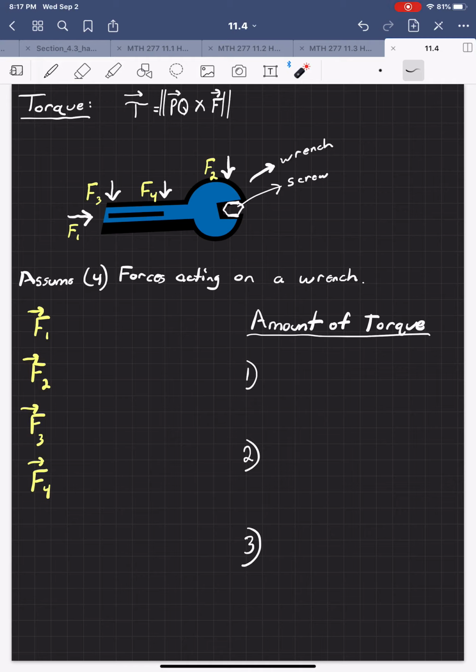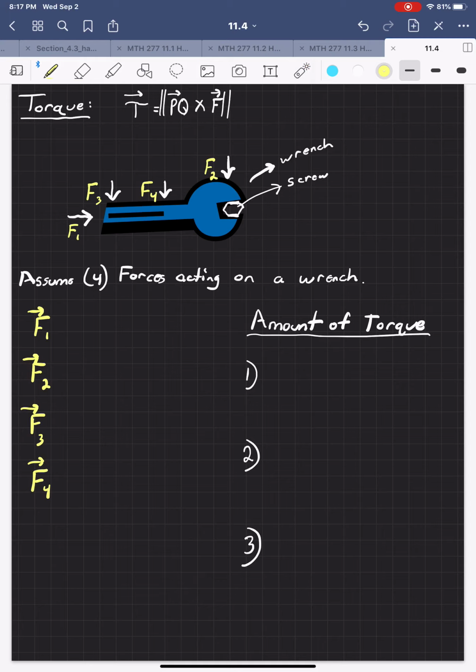So in this case, force F sub 3 and F sub 4, both of these would cause the turning of this wrench. But I think you and I know that the best place to apply the force would be at F sub 3. That is where you will get the most torque, the most amount of turn. So what are the things that affect torque?